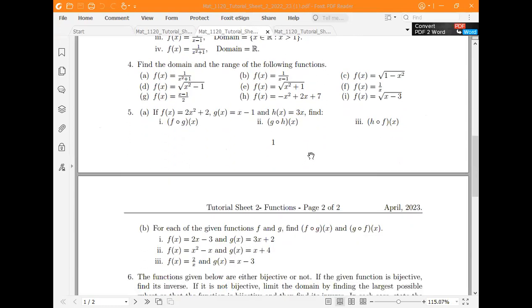Find the domain and the range of the following function. You know, you can't go into an exam and not find the domain. So you have to find the domain.